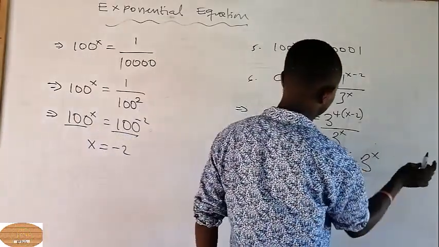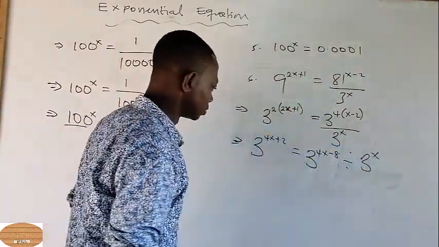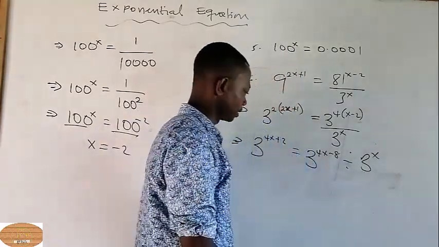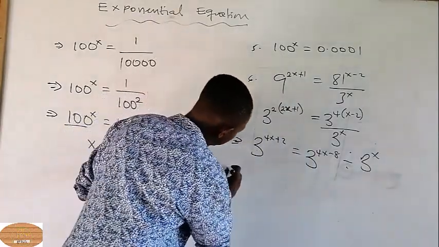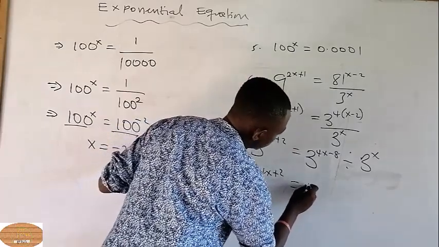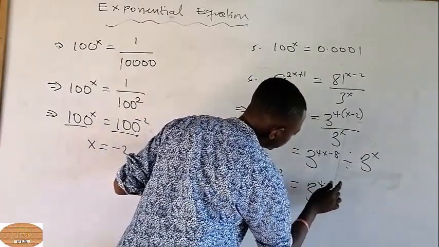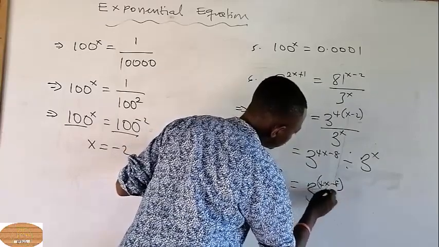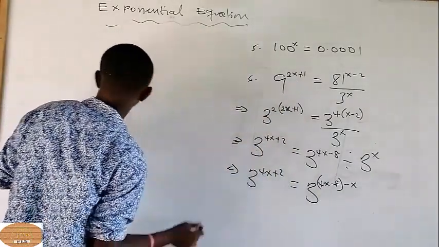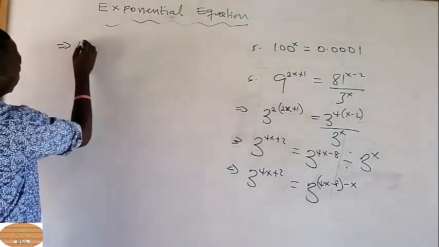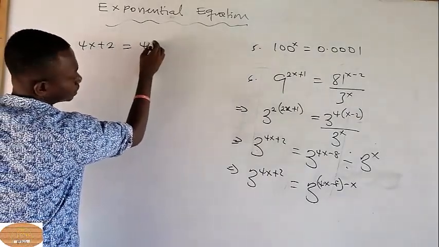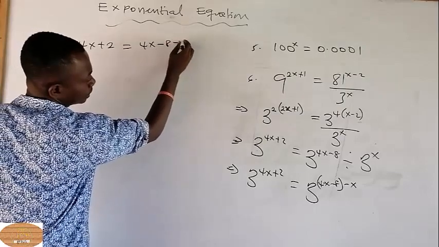Have we seen that? Because this one is division and this one is division, they are the same. So the law says in division, you subtract the exponents. We have equal bases, so we can subtract. Alright, so this one is the same as 3 to the power 4x plus 2 equals 3 to the power 4x minus 8 minus x. Alright, so I have this. Equate the exponents. You have 4x plus 2 equals 4x minus 8 minus x.